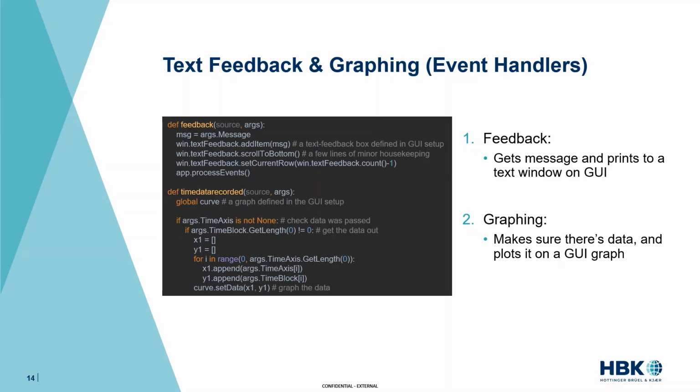So, event handlers may sound a little scary at first, but in reality, they're not too bad. All these functions are going to do is unpack the data passed to them in the args variable by the EA engine. In the case of text feedback, we simply get the text message out of the args variable and then print it to the text box called win.textFeedback that we defined on the GUI. For the graphical feedback, we check that there is data to be graphed, first of all, and then we unpack it. And once we have that data in these two variables, x1 and y1, we simply set that data on the graph that we have on the front panel. All in all, it's pretty simple. You're not going to have to break your back learning how to handle events, and it's not as scary as event handlers may sound.